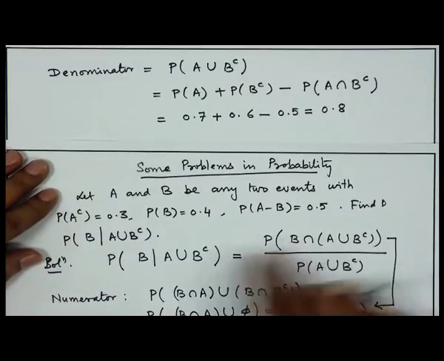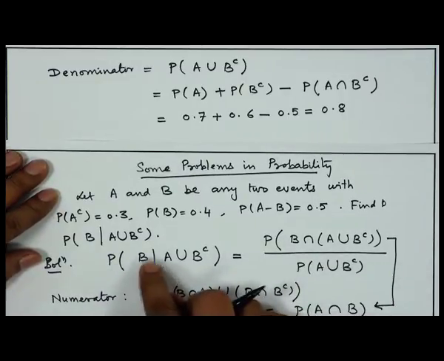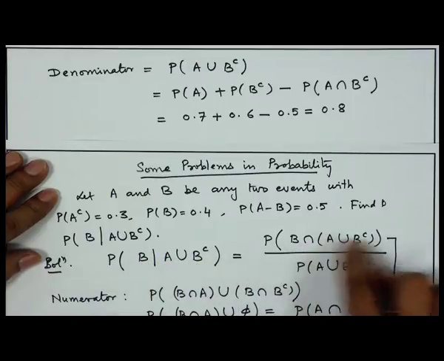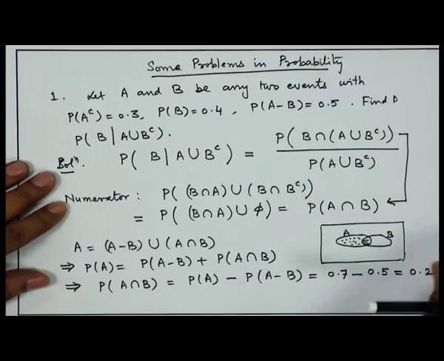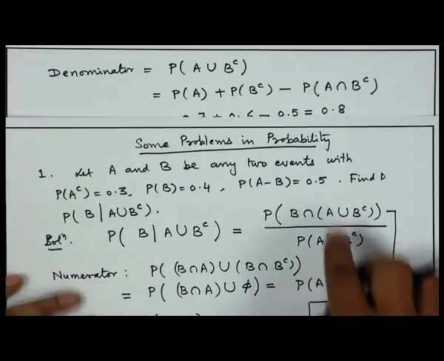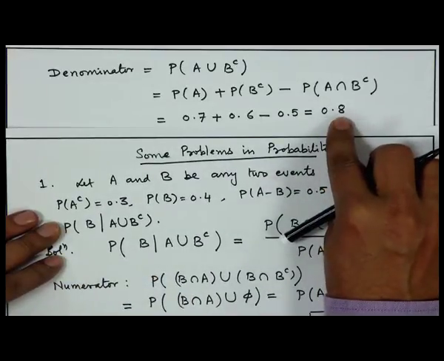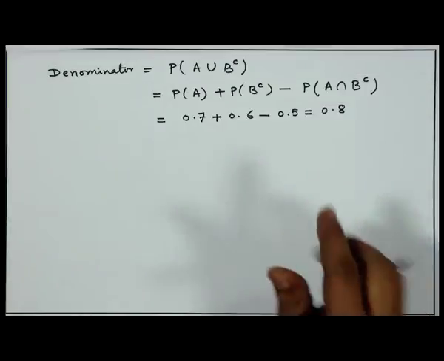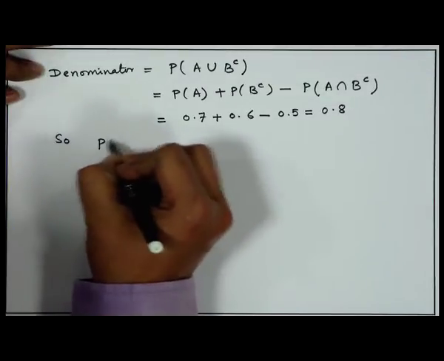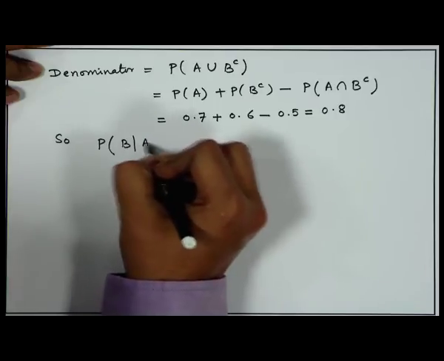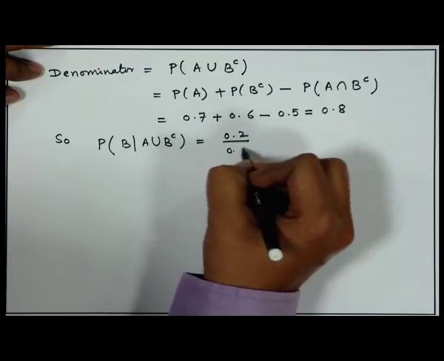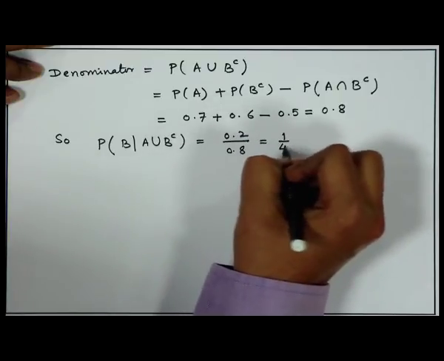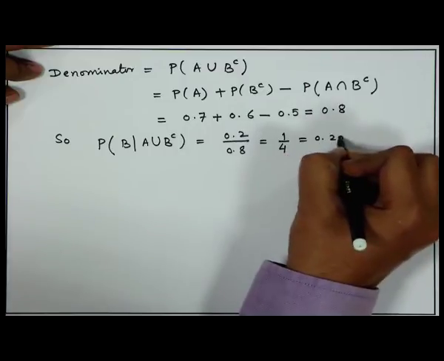So, in the expression for probability of B given A union B complement, the numerator is probability of A intersection B, which is 0.2, and the denominator, that is probability of A union B complement, is 0.8. So, let us substitute here to get the value of probability of B given A union B complement as 0.2 divided by 0.8, that is equal to 1 by 4, or 0.25.